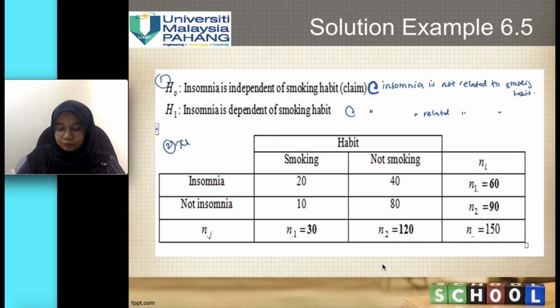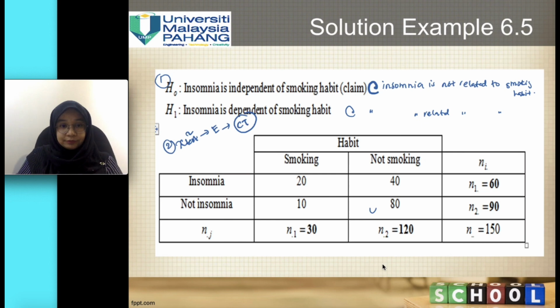Step number 2, you need to find the chi-square test. In order for you to find the chi-square, you need the E. For you to find the E, you need the contingency table. So please build your contingency table. So this one is your O, O, O, O. Okay, this one is your O.